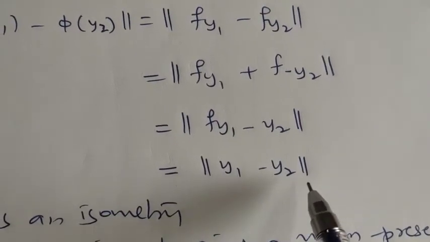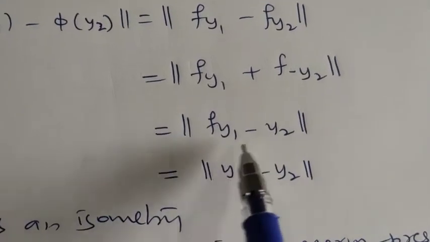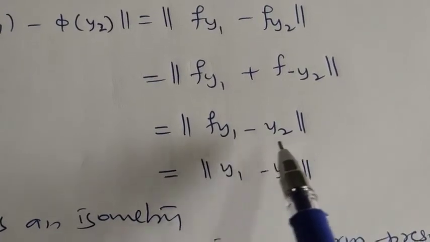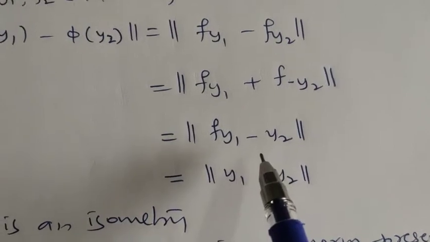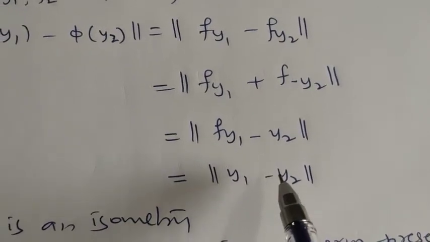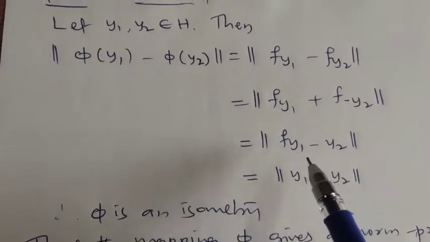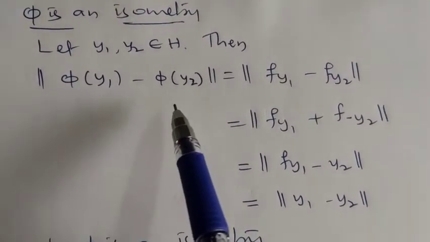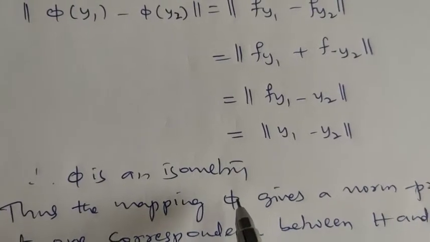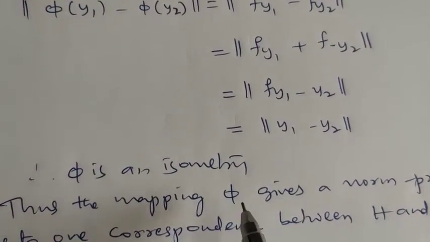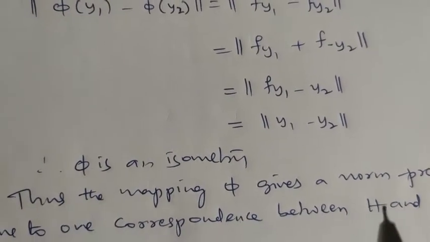Norm of y1 minus y2. To have this result, we have proved it in the beginning itself. So what we have, thus, norm of phi y1 minus phi y2 is equal to norm of y1 minus y2. Therefore phi is an isometry. Phi is 1-1, phi is onto, phi is linear, as well as phi is an isometry.